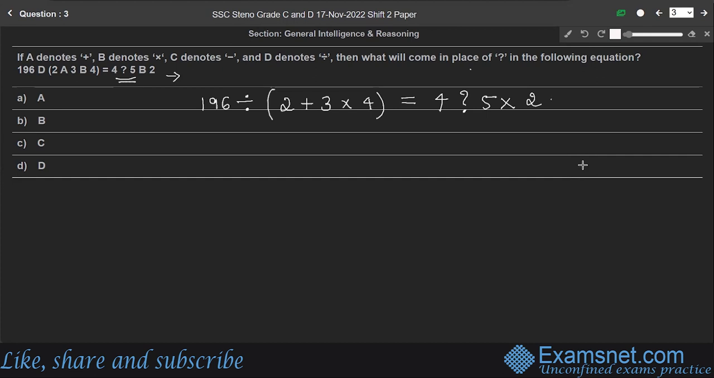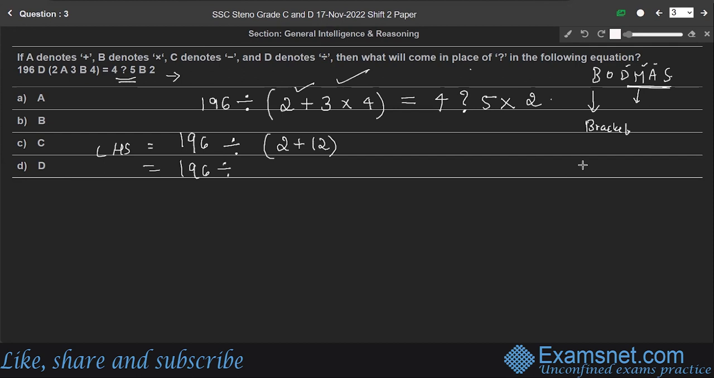Let us check the left-hand side part now. LHS. According to BODMAS rule, while solving any equation or mathematical expression, first we have to remove the bracket. B denotes the bracket part. So 196 divided by, in order to remove the bracket, we have to go for the operations inside the brackets, which are addition and multiplication on the left-hand side. The order of solving is first division, multiplication, addition and subtraction according to BODMAS rule. So we need to go for multiplication first. 2 plus 3 into 4 is 12. Therefore, 196 divided by 12 plus 2, which is 14, right? Since 14 into 14 is 196, the left-hand side is 14.